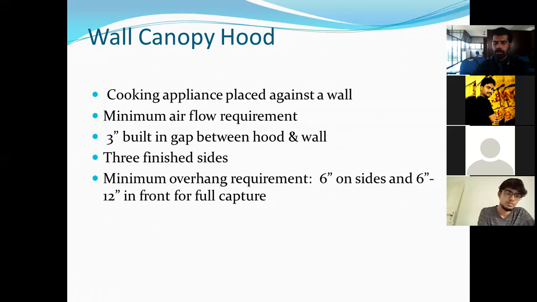So I will teach you. Don't worry. So the minimum overhang requirement for a wall canopy is 6 inch on both the sides, 6 inch on this side and 6 inch on this side, and 6 to 12 inch on the front.